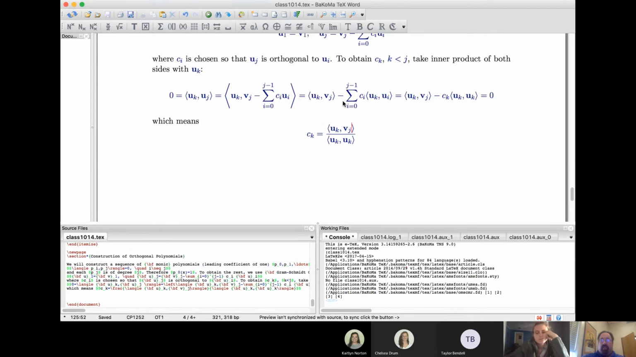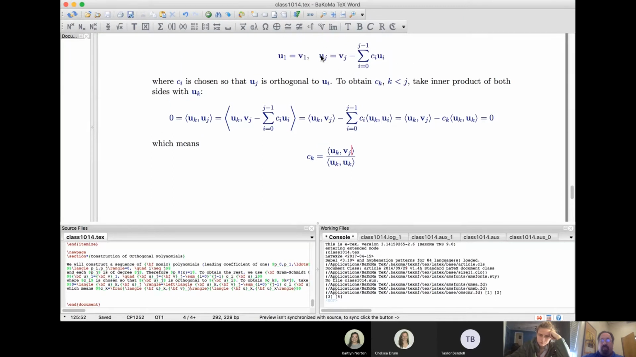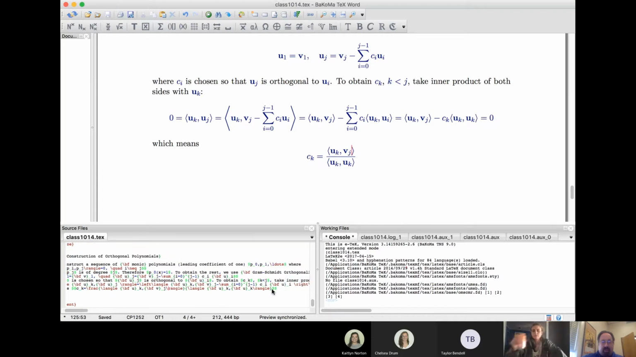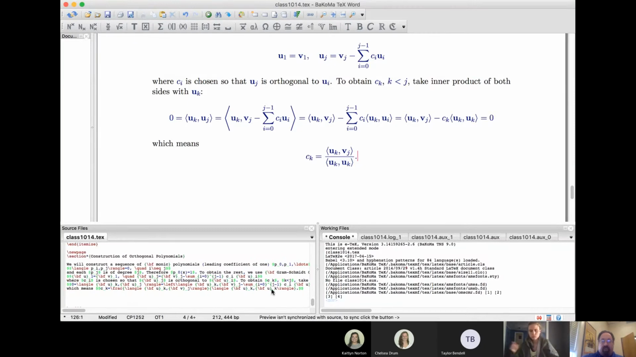So what you're doing is expressing vj as a linear combination of all the u's, but then you want to subtract off the contributions to vj of your previous orthogonal vectors to get a new vector uj that's orthogonal to all the rest.